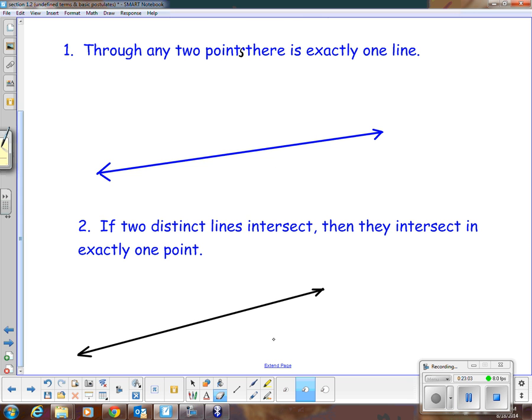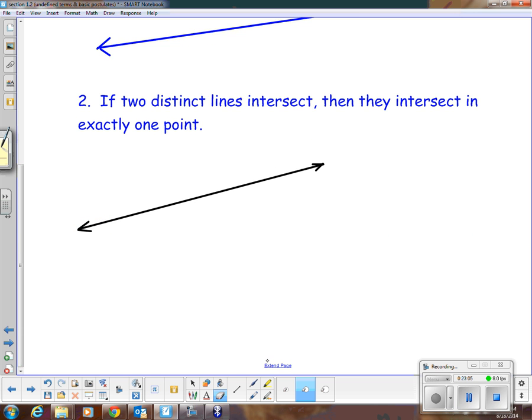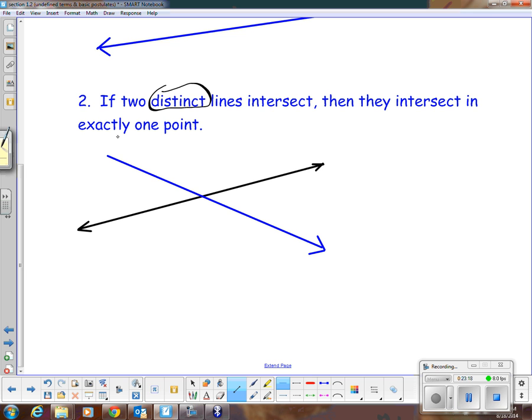Now, if 2 distinct lines intersect, then they intersect at exactly one point. The word distinct means that they can't lie on top of each other, that they're different. So if I were to draw another line in here, there's my new line, the only way that 2 lines can intersect is literally at a single point. Because if you try to take that blue line and intersect this black line more than once, it's going to have to curve or bend, and we know that is not a line.